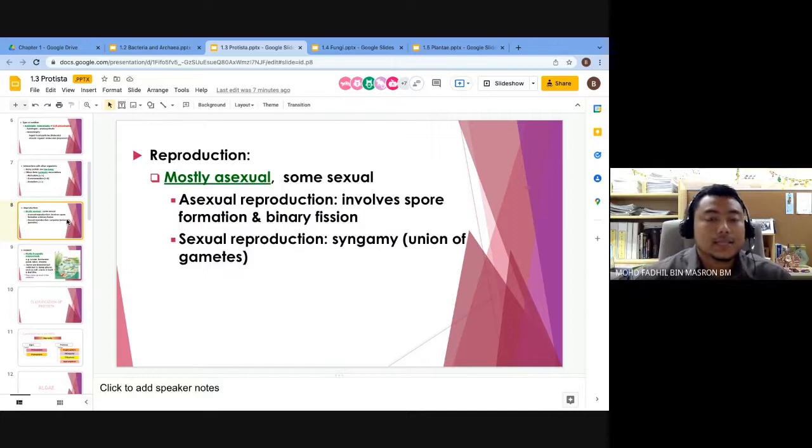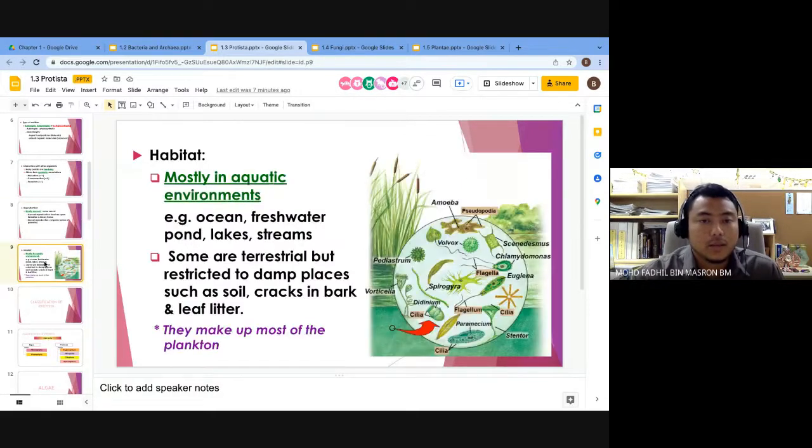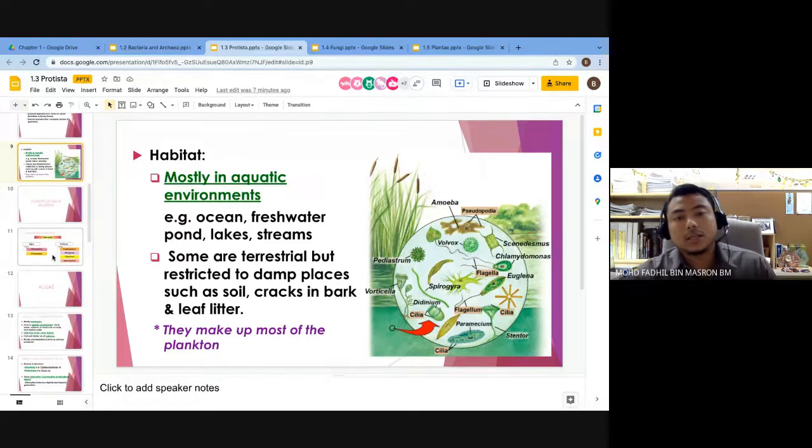Okay, next cara reproduction pula. For protista ni mostly are asexual. Only some or very few are sexual, having sexual reproduction. Okay. So in terms of habitat, dia orang tinggal kat mana? Mostly in aquatic environment, whether it is a pond, freshwater pond, ocean, lakes, streams, river. Okay, so dia boleh tinggal dekat kawasan-kawasan situ lah.